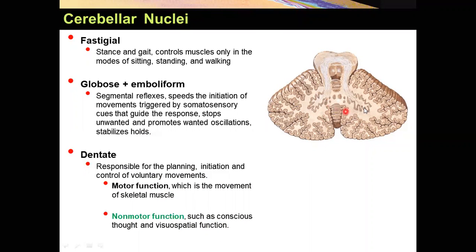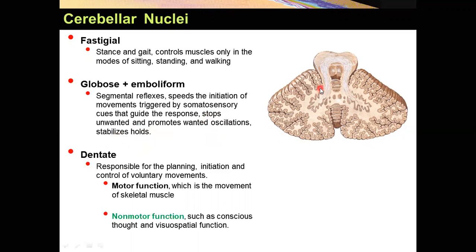As you see, the cerebellar nuclei are the nuclei where the cerebellar efferents originate and control several important functions relating to balance, including control of muscles in the modes of sitting, standing, and walking. These efferents originate from the fastigial nucleus, and then segmental reflexes, speed of the initiation of movements triggered by somatosensory cues that guide the response, stop unwanted movements, and promote wanted oscillations, and also stabilize the holds.